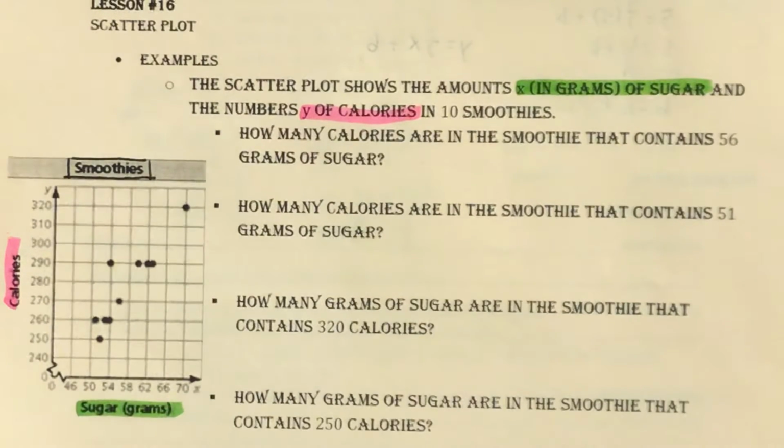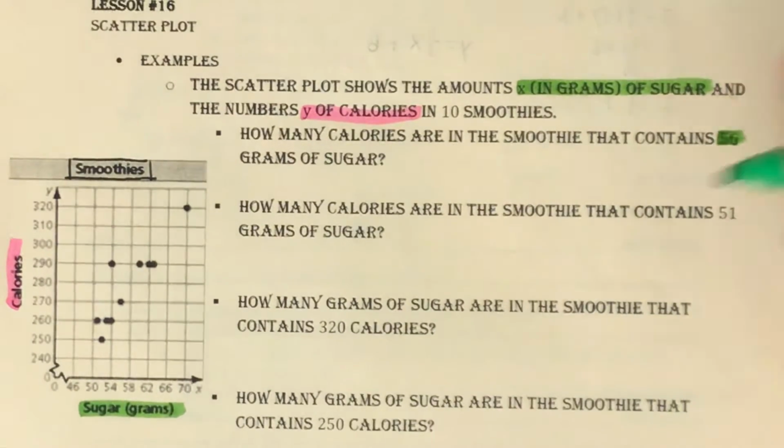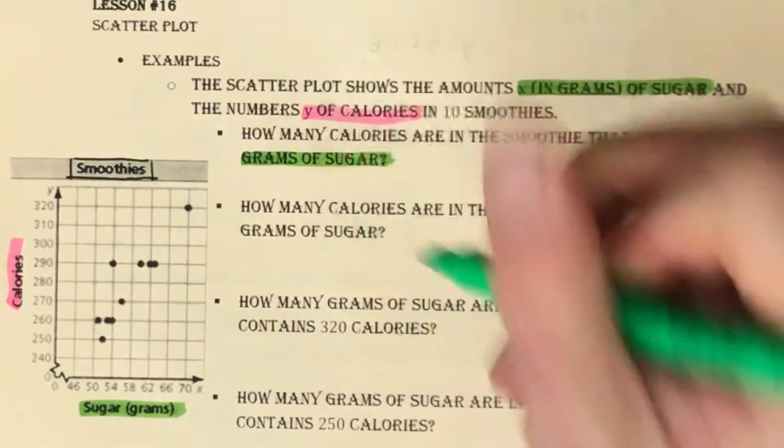Now they've asked us 5 specific questions here. What we want to do is go through each question individually, identify the key piece of information they gave us, and then use that to figure out which smoothie they're talking about and then answer their question. So when I look at the first question, it says how many calories are in the smoothie that contains 56 grams of sugar? So it wants to know which smoothie has 56 grams of sugar.